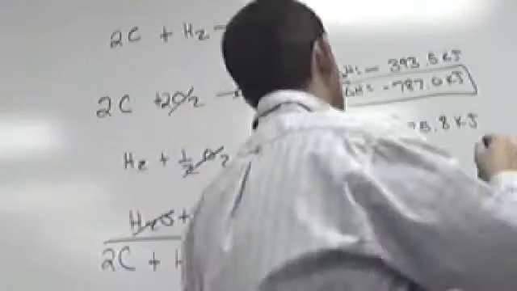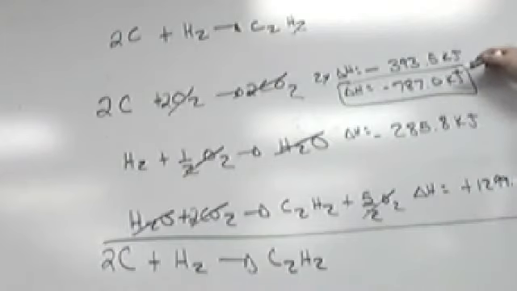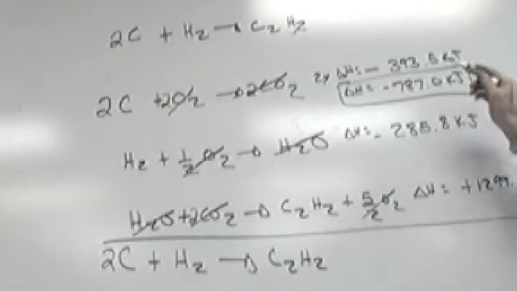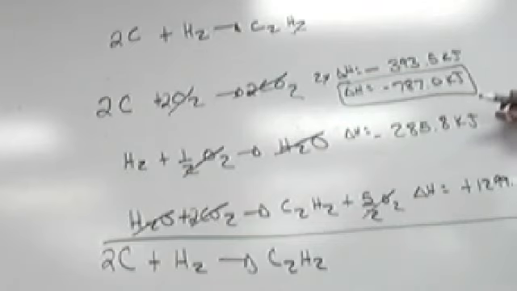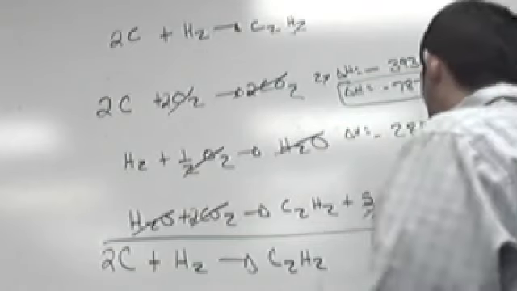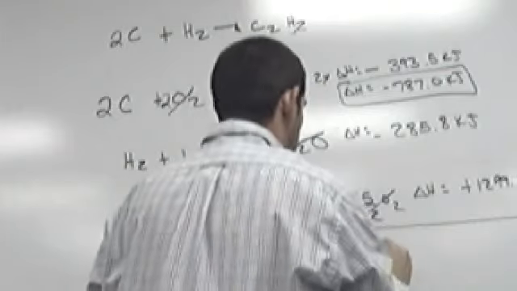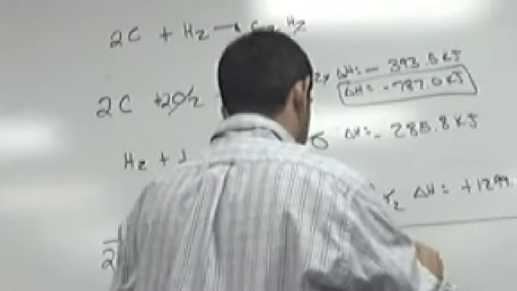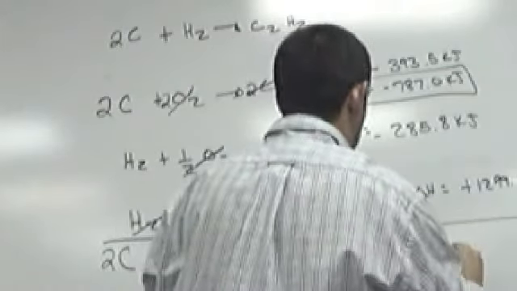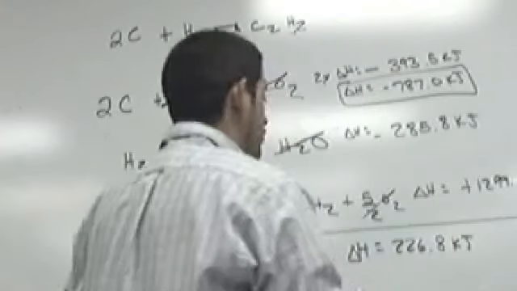So the big key to this one is realizing that I had to double this coefficient to make sure I get 2 moles of carbon in the ratios. So I've got a negative, I've got a negative, and I've got a positive. When I sum those enthalpies together, the overall enthalpy of the reaction is 226.8 kilojoules for the overall reaction.